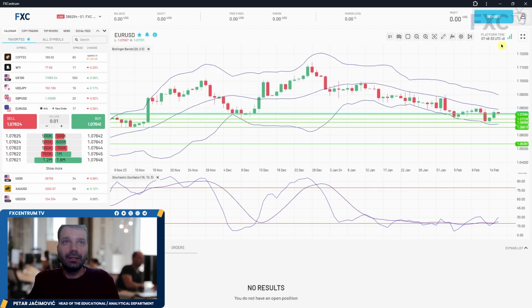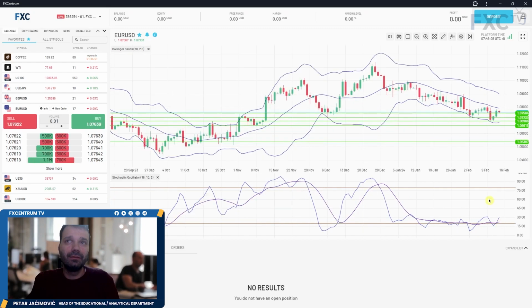Euro dollar is actually quite interesting, and I think this is one of my favorite conditions and structures, technically speaking, of course. We can see on the stochastic oscillator here that we have a bullish divergence on the daily time frame, and I will just put a trend line here so you can see quite clearly. The price made a lower low, the oscillator made a higher low, and this is something that we call bullish divergence, and it's a sign for a potential rally.